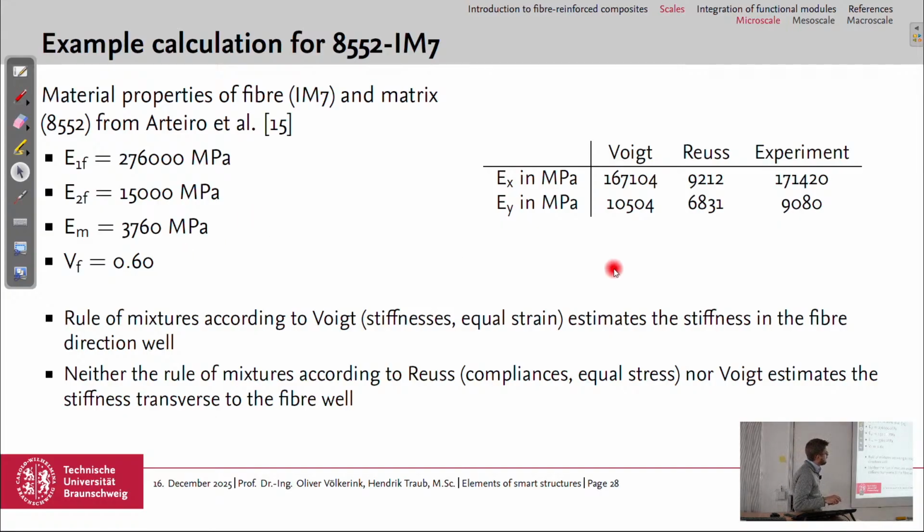And I've calculated from these values, with the rules of mixtures from Voigt and Reuss, the modulus in fiber direction and transverse to it of the composite. You can see that Voigt and Reuss for fiber direction give really different values, and Voigt is close to the experimental value of 171 gigapascals. Voigt in this case is also closer for the transverse direction.